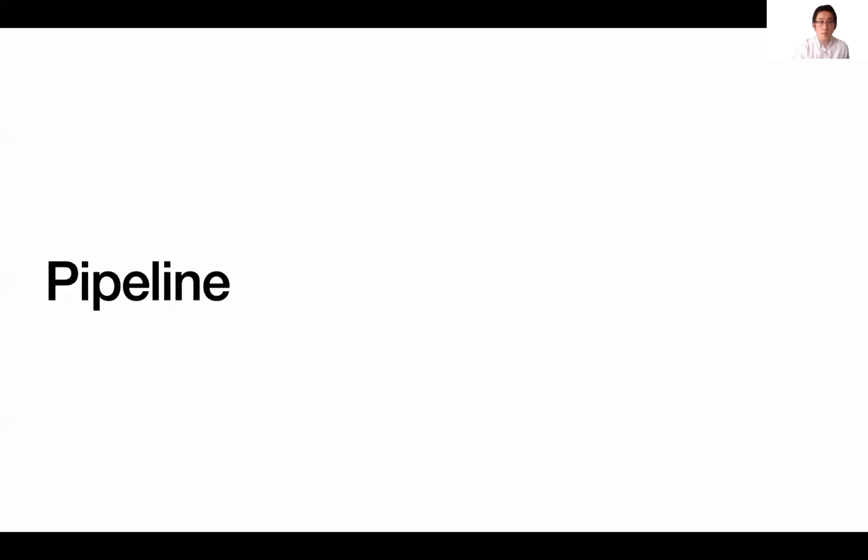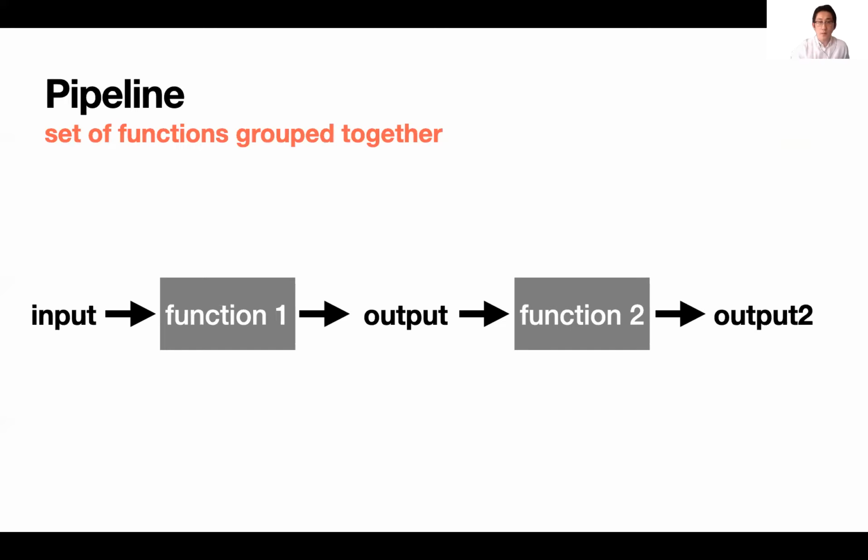Today is pipelines. So what is a pipeline? A pipeline is a set of functions grouped together in an order. You give an input to function 1, then it gives the output. And that output goes into function 2, and function 2 gives a second output. That's a simple pipeline. We can simplify it further by saying the first function is adding 1, and the second function is multiplying by 2. So you give an input of 1, then it's adding 1, so output 1 will be 2, then 2 goes into the second function, which is multiplying by 2, and output 2 will be 4. So when input is 1, output 2 is 4.